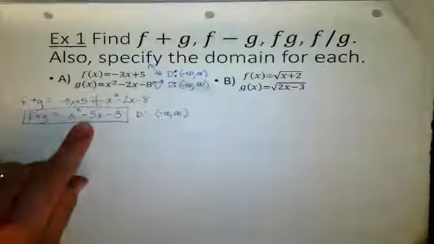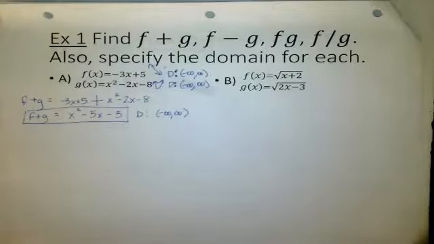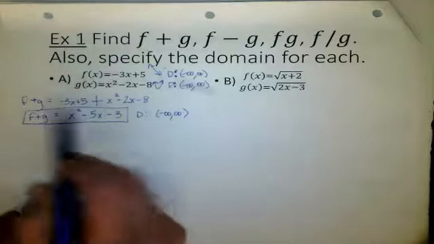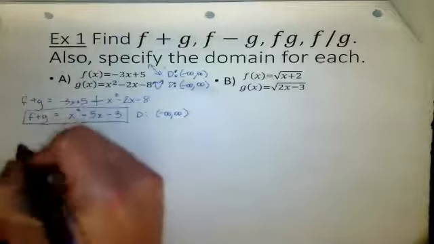Good. Its domain is a parabola, meaning it goes forever from left to right. So negative to positive infinity. All right, so addition of functions is super easy when they're nice.